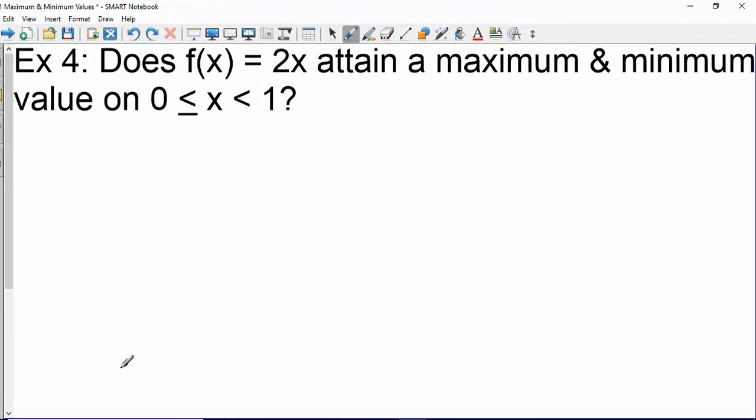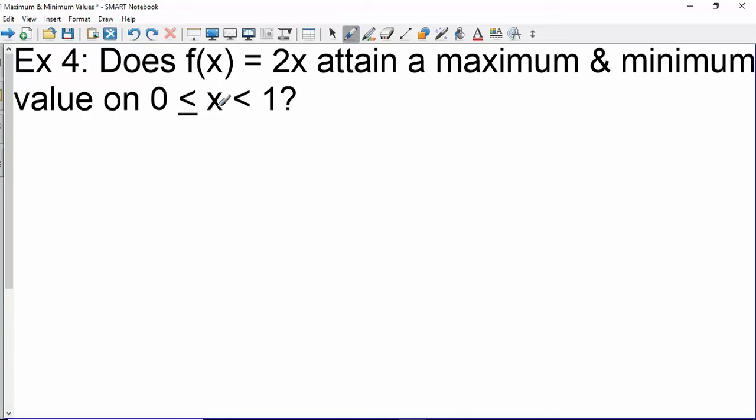Let's go ahead and look at the next example. Does the function f of x equals 2x attain a maximum and minimum on the interval 0 less than or equal to x less than 1? What's wrong with this interval, first of all? We had a theorem that told us we have to have absolute maxes and minimums if the function's continuous.